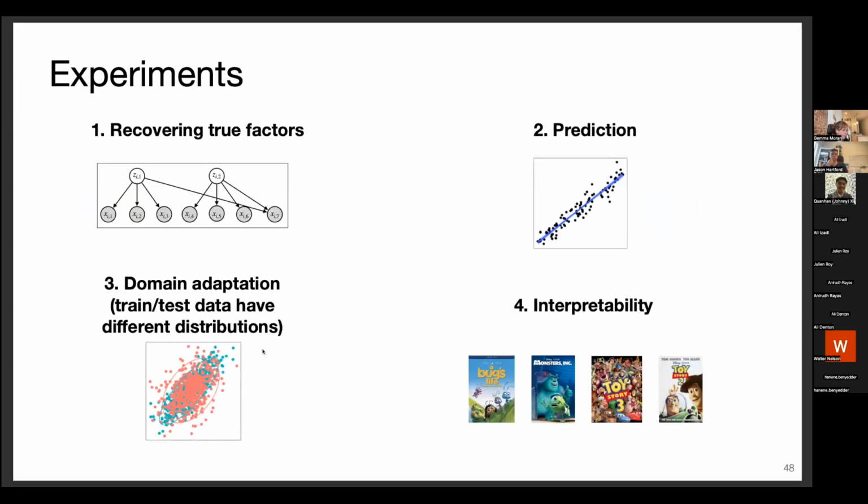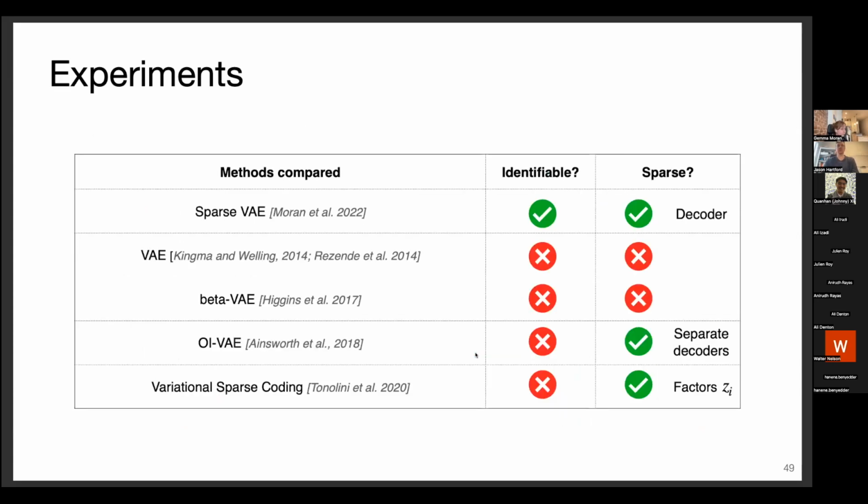Okay, so I'll just briefly discuss some of our experimental results. We look at a number of different experiments. First of all, in a very simple setting, can we recover the true factors? How is our held out prediction? Do we suffer from having this kind of sparsity? We also look at domain adaptation and the interpretability of our model as well.